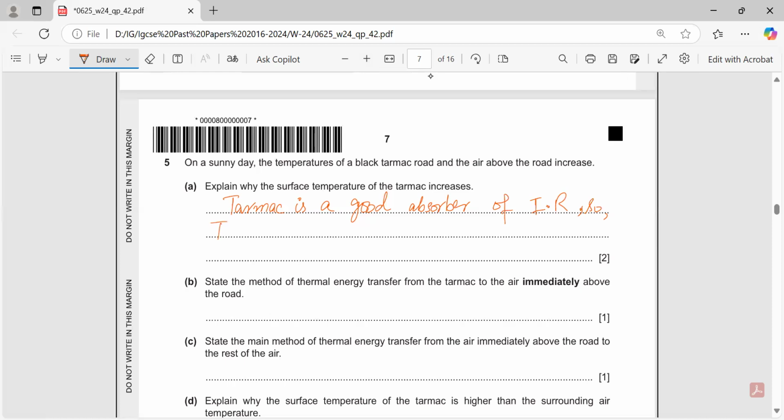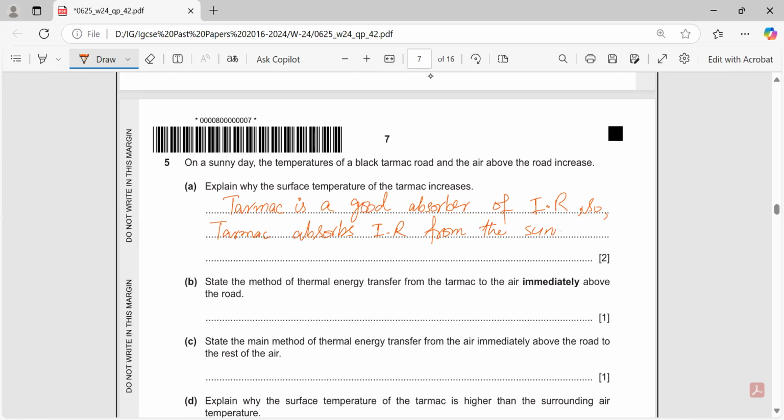So, tarmac absorbs infrared radiation from the sun, and that is enough for 2 marks. We also know that infrared radiations are basically the heat on the move.